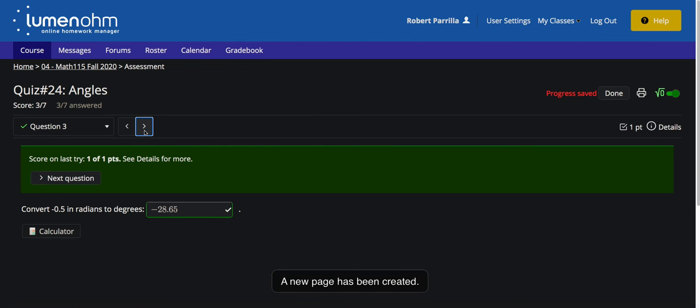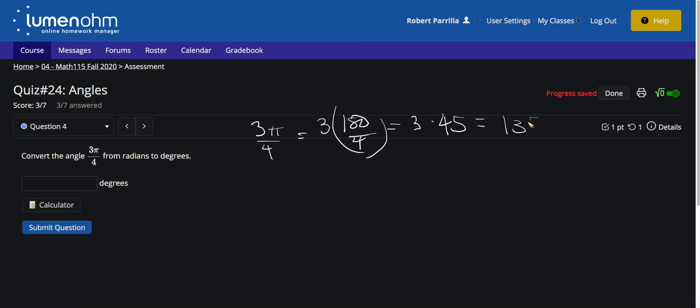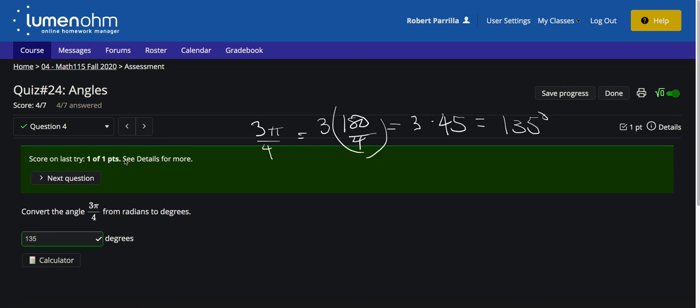Number 4. We made it halfway across. That's easy. Let's do this one super fast because we don't need help. Sometimes they go hard to easy and then also they jump back to easy again and hard. 3 pi over 4 is 3 times 180 over 4, which is 3 times 45, which is equal to 135. Nothing to this one. It was so light. It actually makes me worry about what's coming. 135. Okay, we got that one.